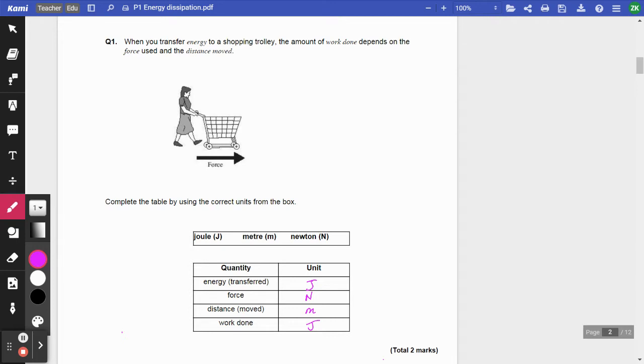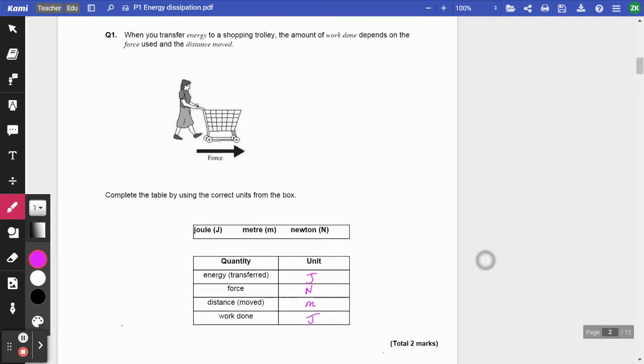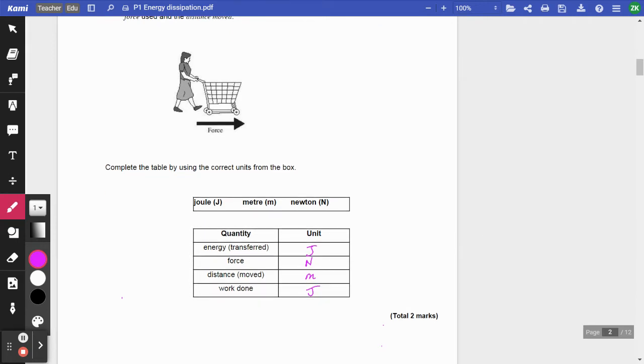When you transfer energy to a shopping trolley, the amount of work depends on the force used and the distance moved. So here we want to find out the unit of energy, which is joules; force, which is newtons; distance, which is meters; and work done, which we know is energy transferred. So it's the same as the first unit, joules.